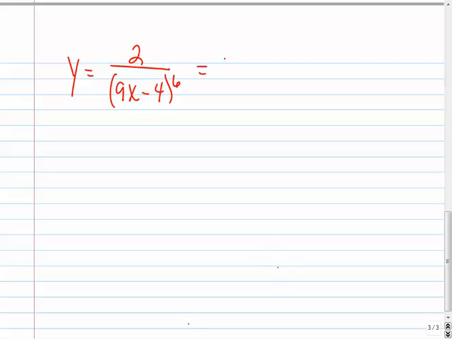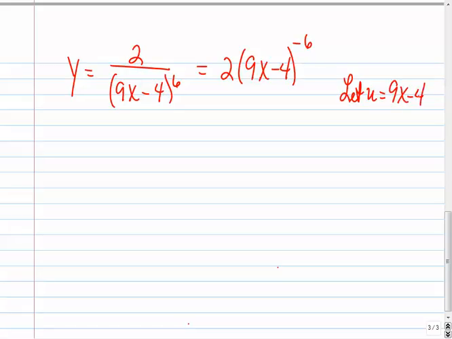So I need to bring over the 2 and then bring 9x minus 4 to the 6th out of the denominator. So when I bring it out of the denominator, change the exponent to a negative 6. So that's in the correct form that I can use to find the derivative with the chain rule. Okay? So what is the inside function? What is u equal to? U equals what's in the parentheses, which is 9x minus 4.